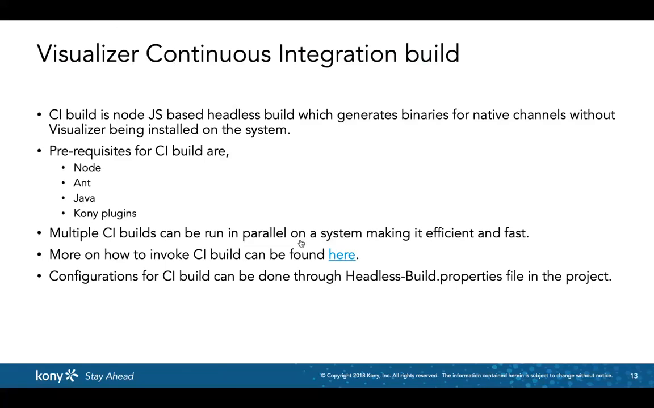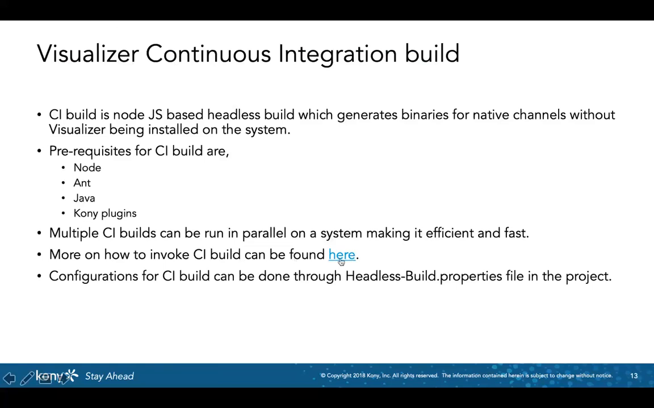The main advantage of CI build is it can be run in parallel on a system, making it efficient and fast. So you can actually trigger multiple CI builds on the same system for different channels, and you will get the output binaries right away. And more on how to invoke CI build can be found here.